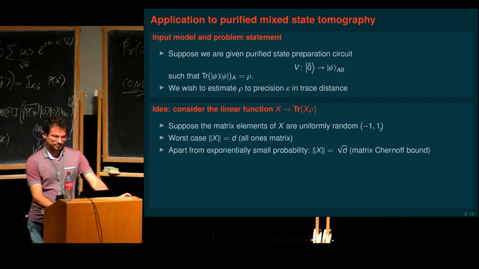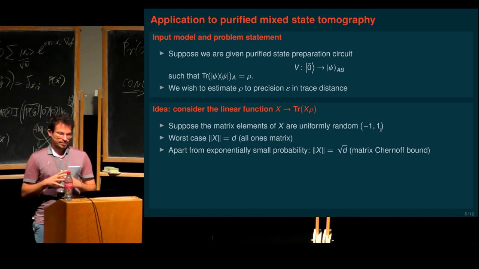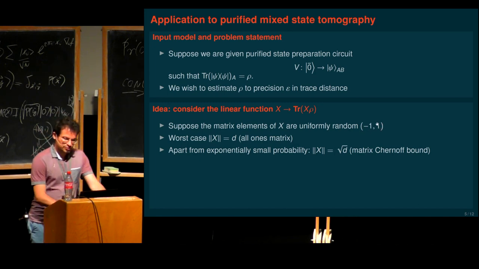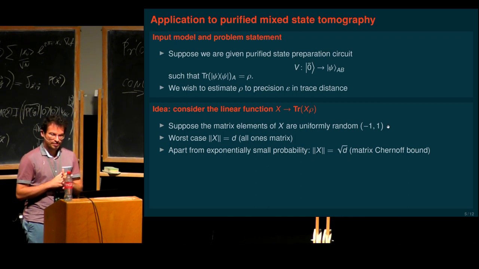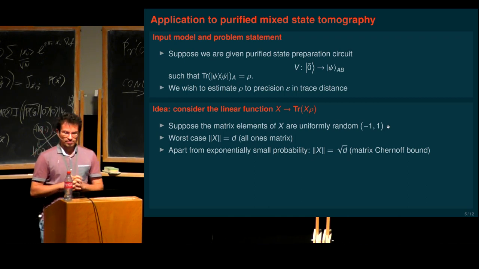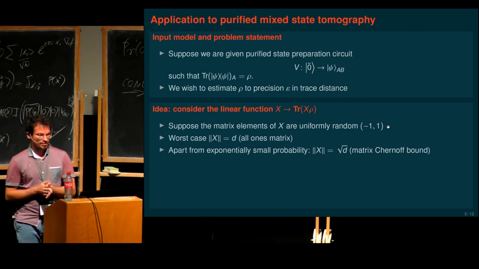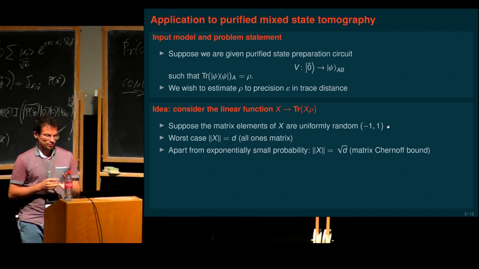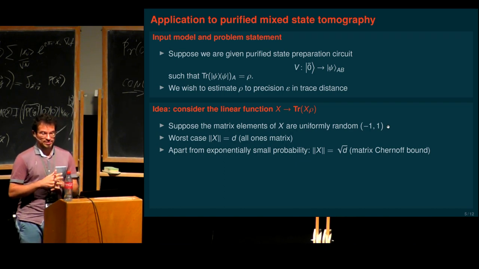However, it turns out that due to the matrix Chernoff bound, if you choose all your matrix elements uniformly at random from minus 1 to 1, then apart from some exponentially small probability, the norm of your matrix will be only square root d, as opposed to the worst case, which is d. Which is good. So if my matrix x has norm square root d, then I can just normalize it by roughly square root d and then work with it in a quantum computer.